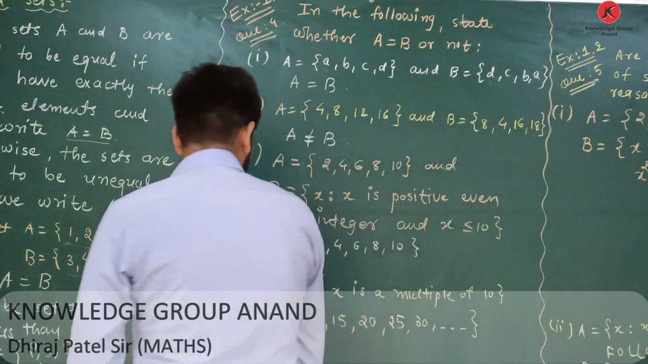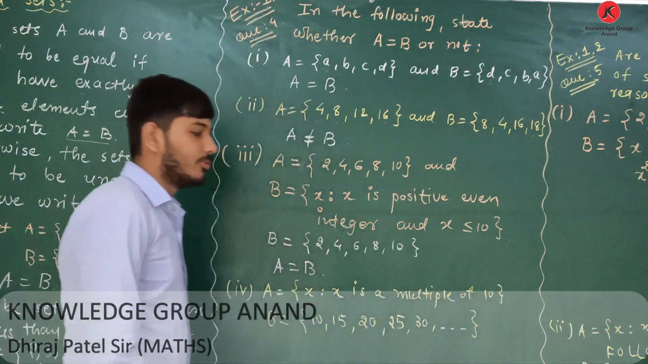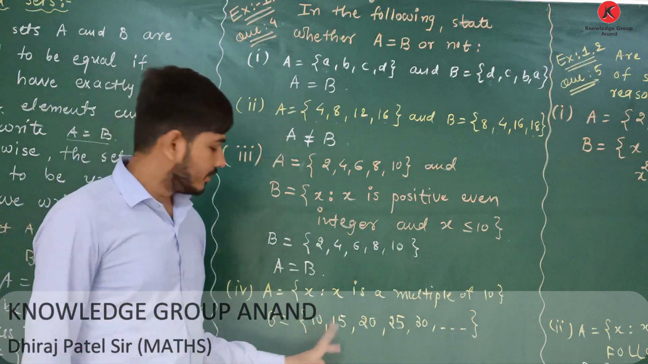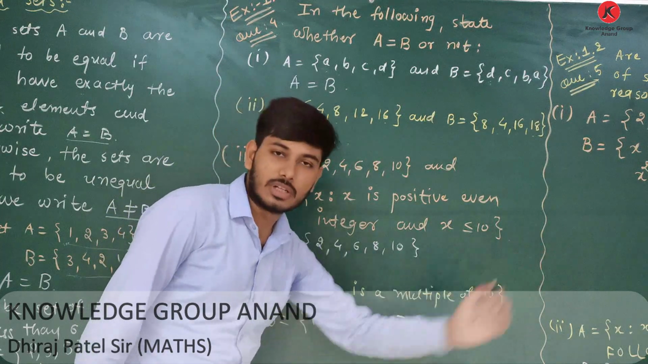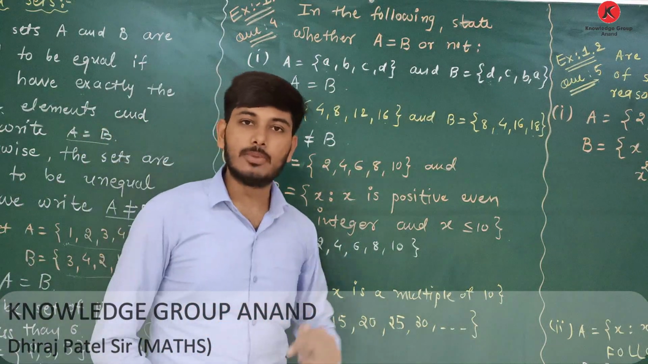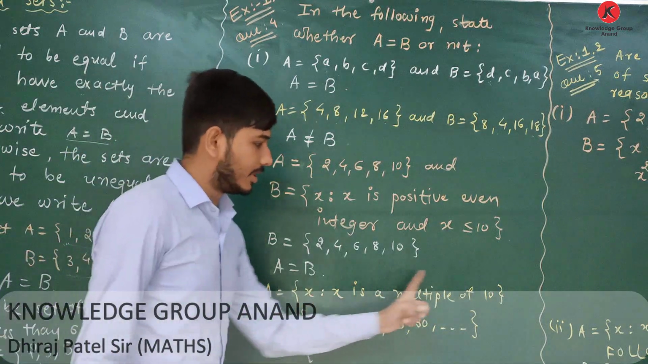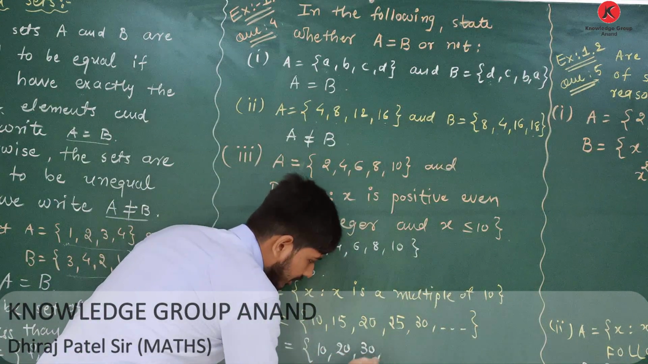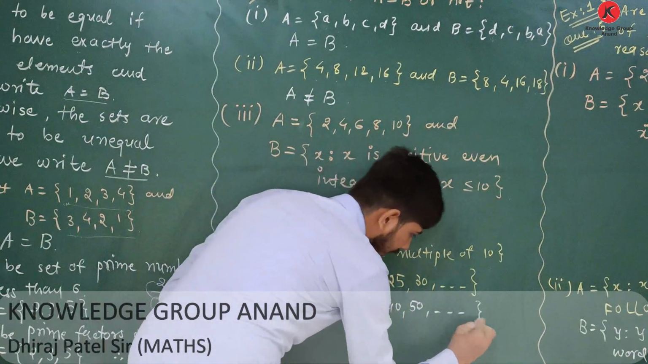Now, the fourth one. Set A equals X such that X is a multiple of 10. And set B equals 10, 15, 25, 20, 25, 30, 35, 40, 45 up to infinity. First of all, write the set A in roster form or listing method. Therefore, we are getting set A equals multiples of 10: 10, 20, 30, 40, 50 up to infinity.